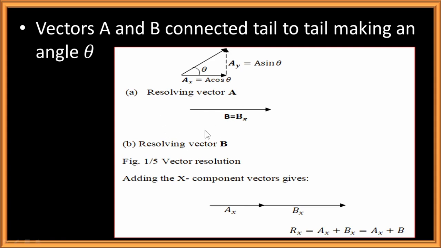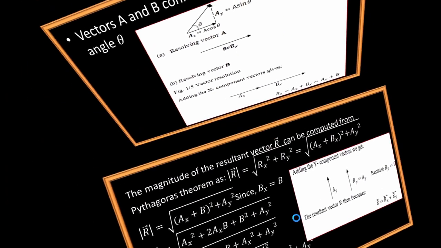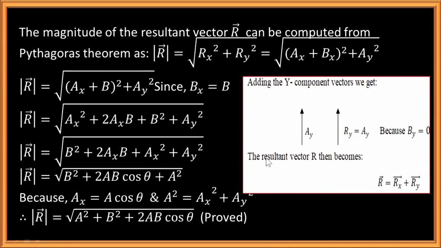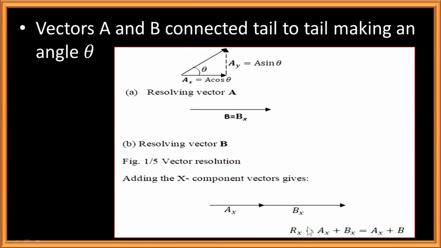Now B is resolved. B is simply Bx, because it has no vertical component. By is 0. Adding the component vectors gives, here is Ax plus Bx, which is resultant of x. The resultant of the two vectors in the x direction is Rx, Ax plus Bx, or simply Ax plus B, because B is equal to Bx. We have no vertical component of B.